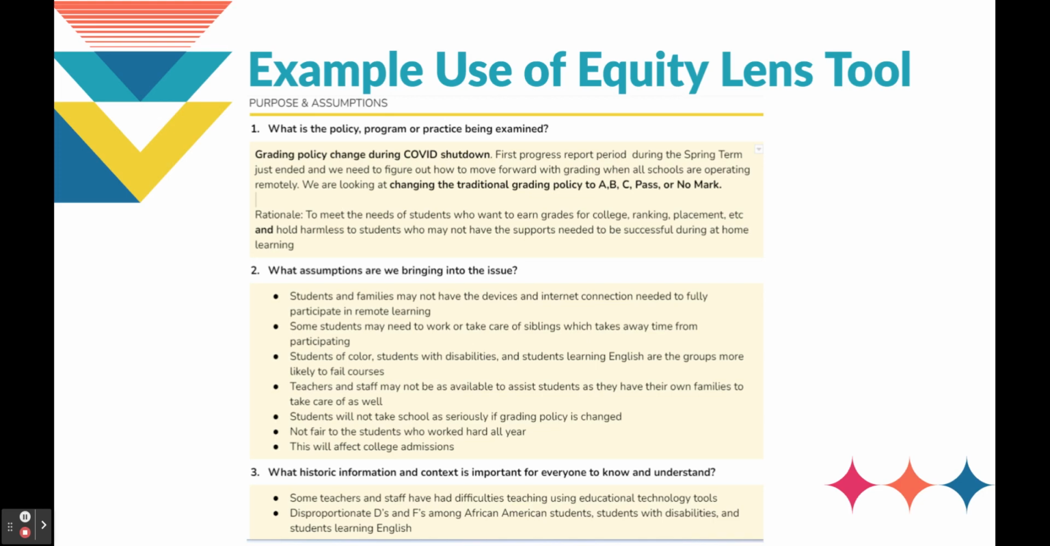Also, teachers and staff might not be as available to assist students as they have their own families to take care of. So this policy revision made sense. However, some people in the group mentioned that some students might not take school as seriously, knowing that they will automatically pass the class. Some said that this policy is not fair to the students who worked hard all year. And some asked about how this will affect college admissions.